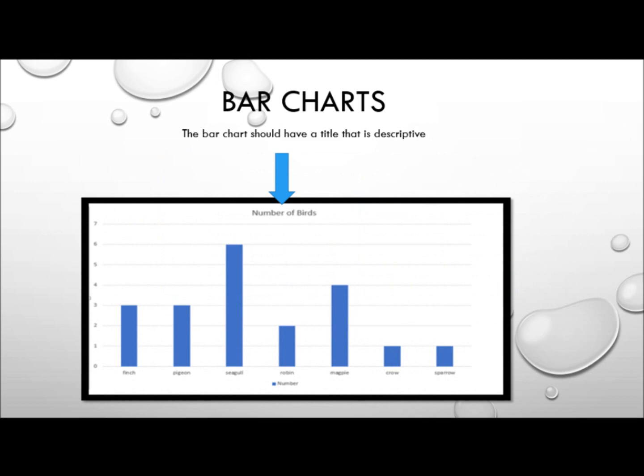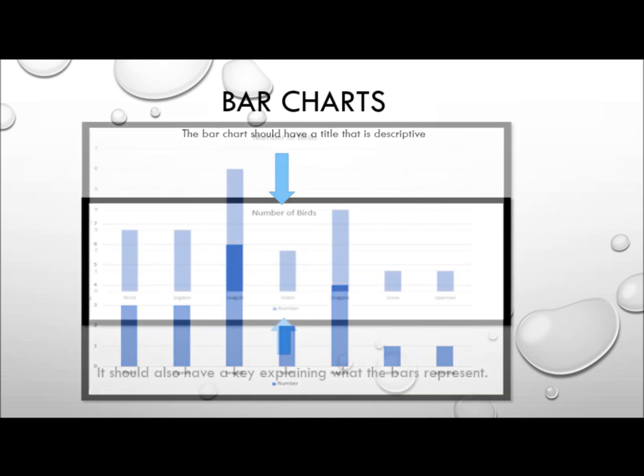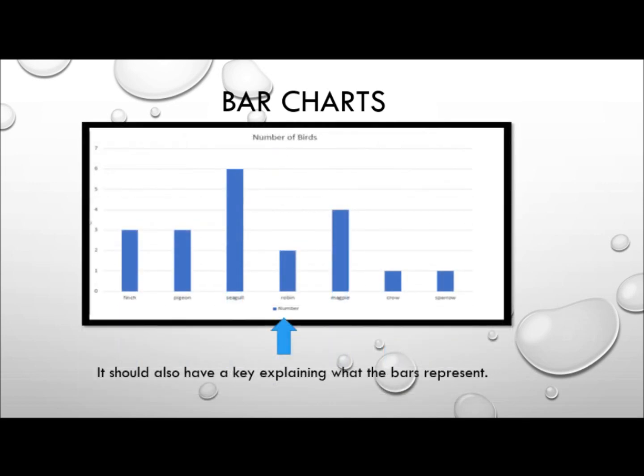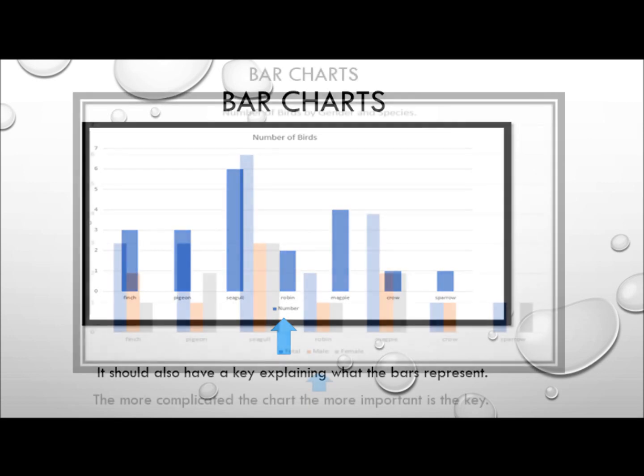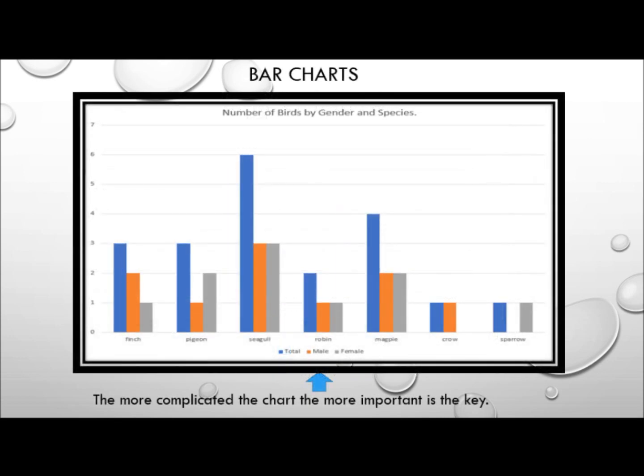Remember to put a title on your bar chart, but make sure that that title is descriptive. Something like "My bar chart" isn't really helpful. Make sure the title of the bar chart actually conveys some useful information. Your bar chart should also have a key explaining what the bars represent. The more complicated your chart becomes, the more important the key becomes.